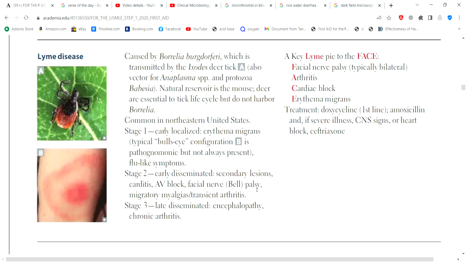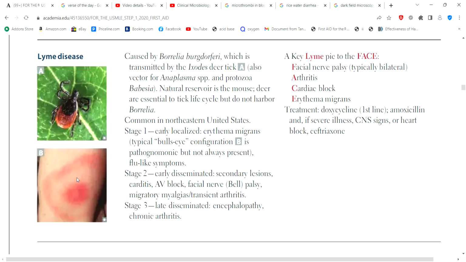Lyme disease is common in the northeastern U.S. Stage 1 is early localized erythema migrans, typical bullseye configuration, which is right here. That's what stage 1 of Lyme disease looks like. It's known as erythema migrans and is pathognomonic, but not always present. Stage 1 presents with flu-like symptoms.